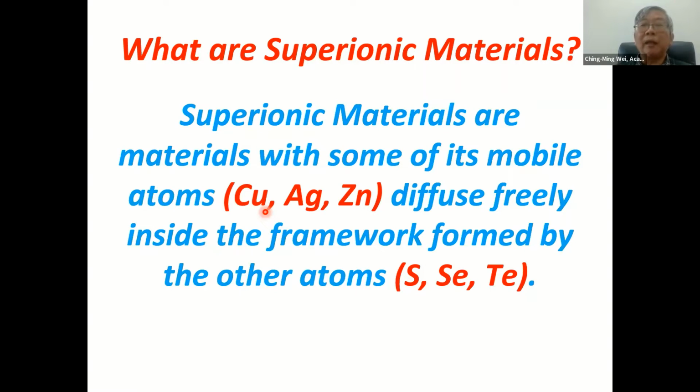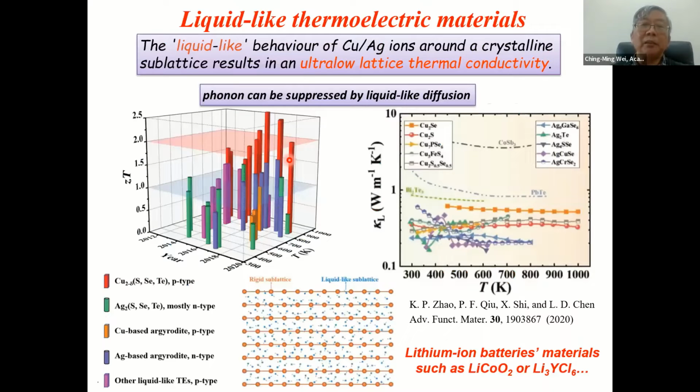Now let me start by introducing what superionic materials are. Superionic materials are materials in which some of the mobile atoms, like copper, silver, and zinc, diffuse freely inside the framework formed by the other atoms such as sulfur, selenium, and tellurium. So this kind of material is basically a liquid-like thermoelectric material. This liquid-like behavior of copper or silver ions around the crystal sublattice results in ultra-low lattice thermal conductivity, because phonons can be suppressed by the liquid-like behavior of the copper or silver.